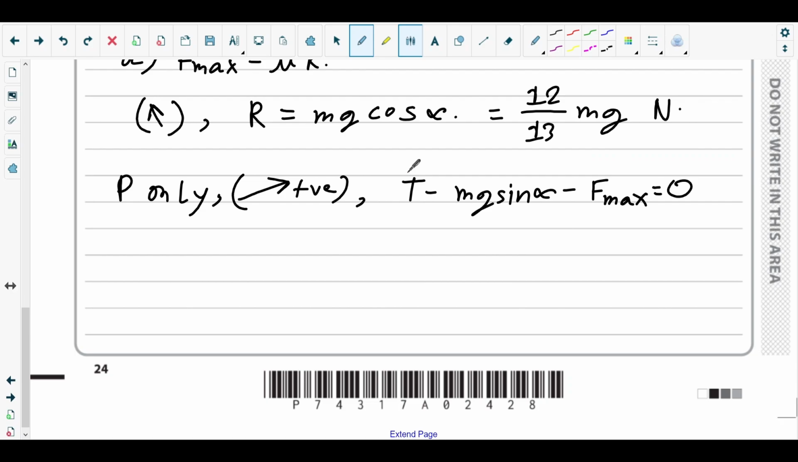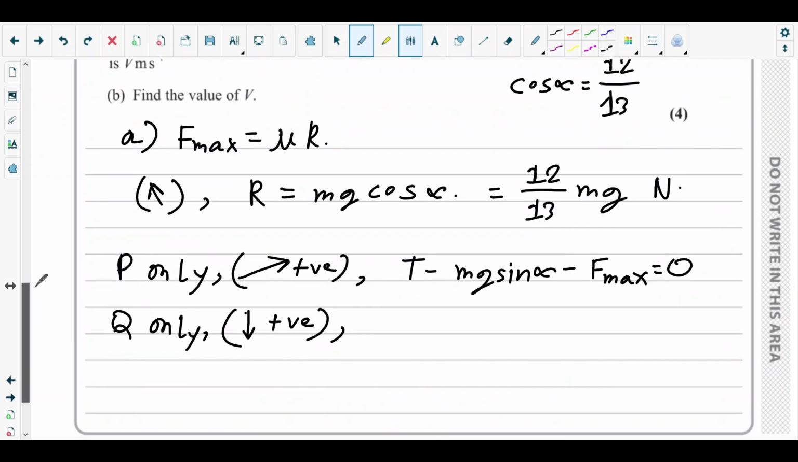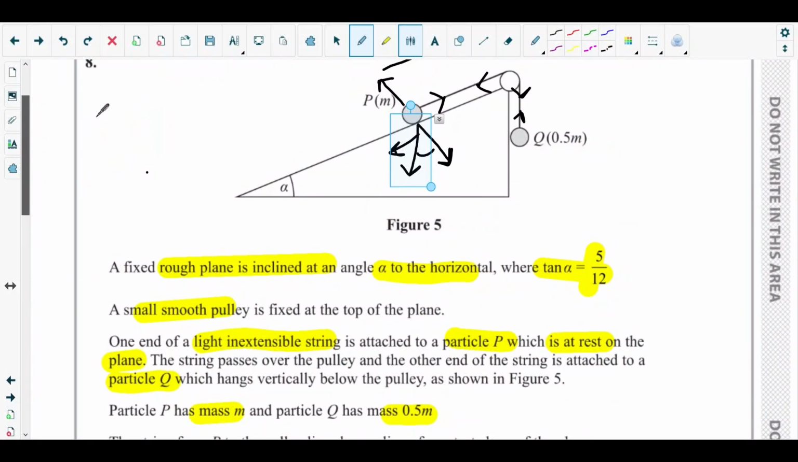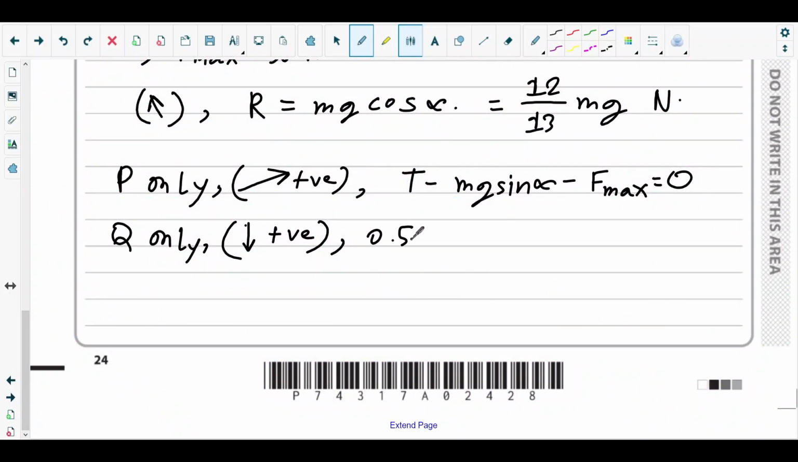So here T is unknown, right? For finding T, we will consider particle Q. Since we took up the plane as positive, we will take downward as positive for particle Q. So for particle Q in the downward direction, its weight is acting, so this would be 0.5 mg. 0.5 mg minus T equals to what? 0. So tension is half of mg, isn't it? Done. We got the tension.